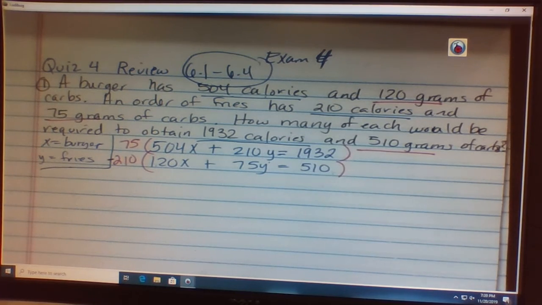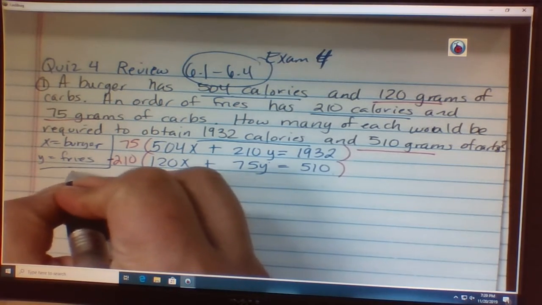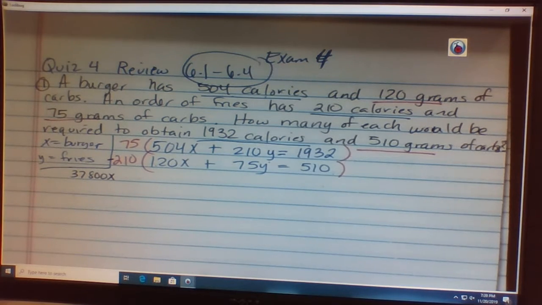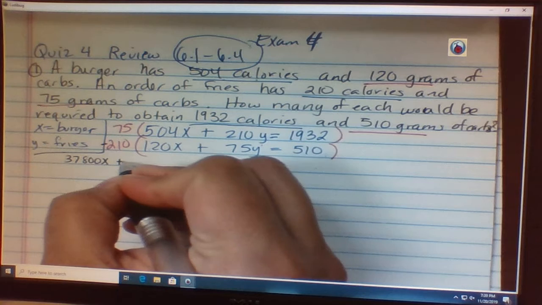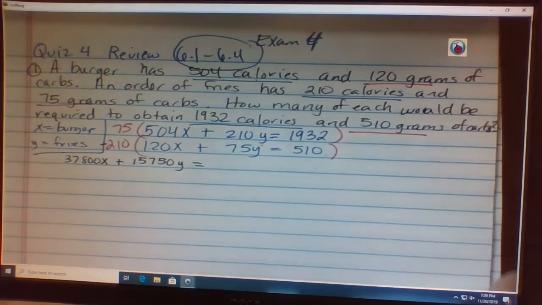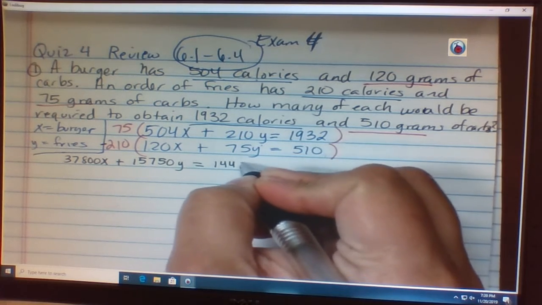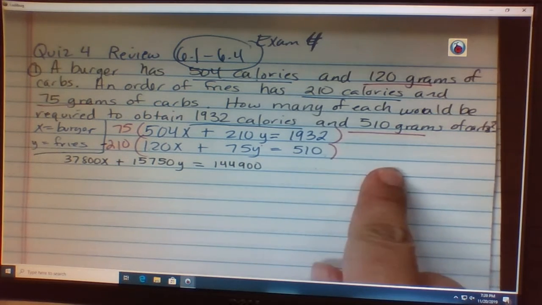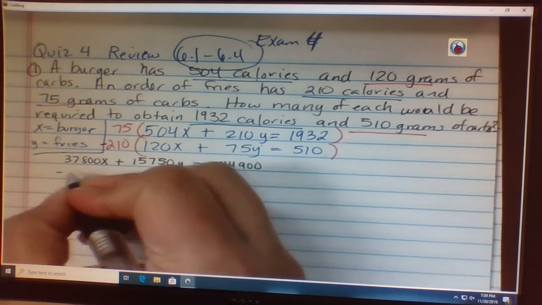Now, what is 75 times 504? 37,800. What is 75 times 210? 15,750. 15,750 y equals, what is 75 times 1932? 144. Very good. Now we multiply the entire bottom equation by negative 210, which is a negative 25,200.